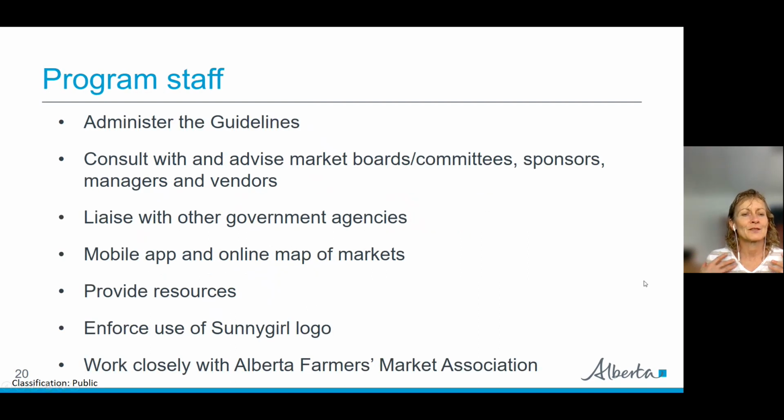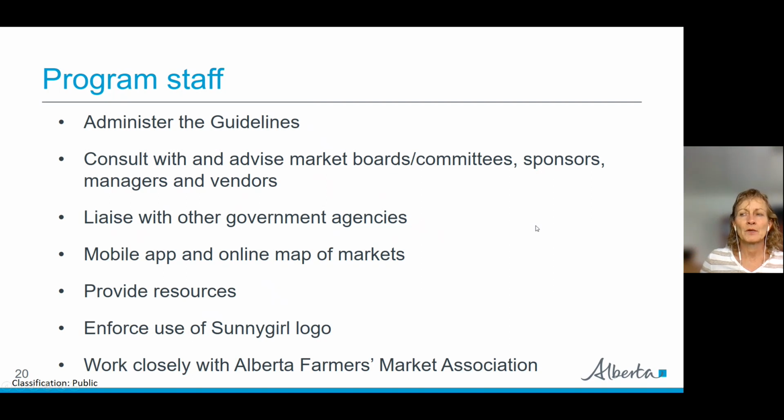Program staff. So that's referring to myself and to Dolores Serafin, who works with me. We are here to administer the guidelines, to consult with and advise the market boards of directors, the committees, sponsors, the managers, the vendors. We're here to provide you with confidential advice and help you through any of the challenges that you may have, regardless of what role you play with the market.